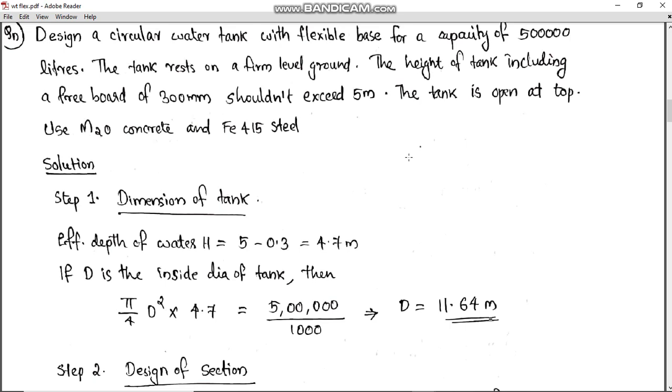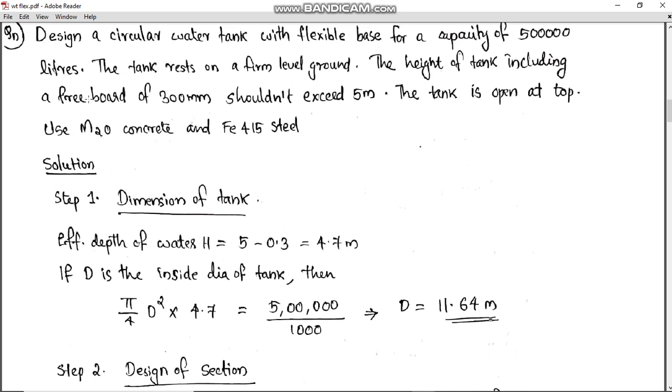Hello friends, today we are going to design a circular water tank with flexible base for a capacity of 5 lakh liters. So before going to this video, you should understand what the working stress method is and its assumptions. Those assumptions are given in IS 3370 part 2, and after that you have to do this problem.